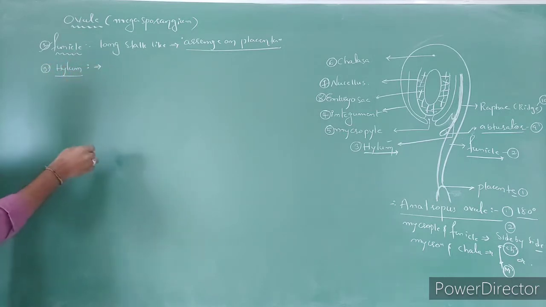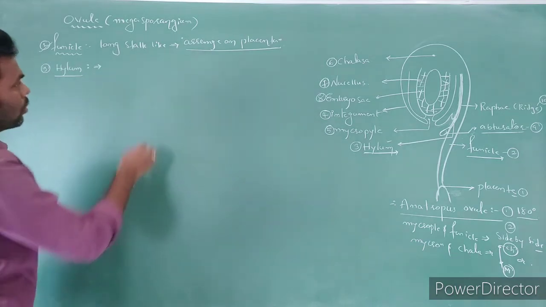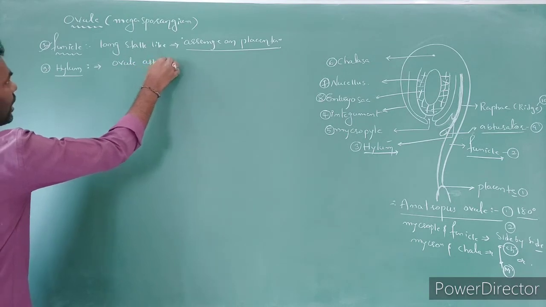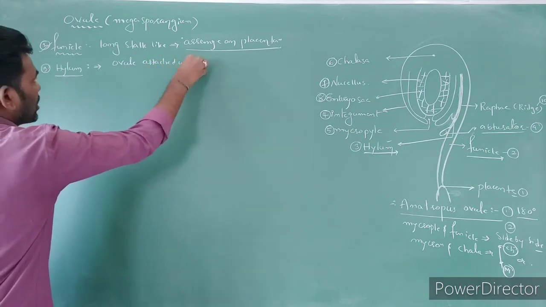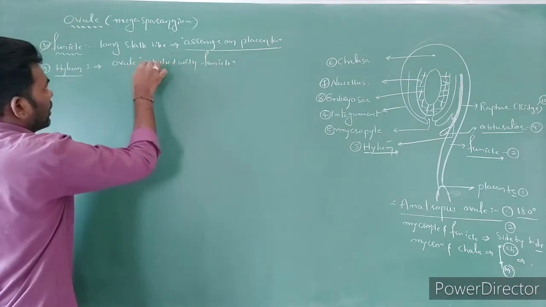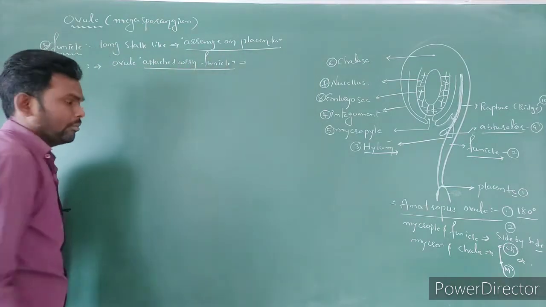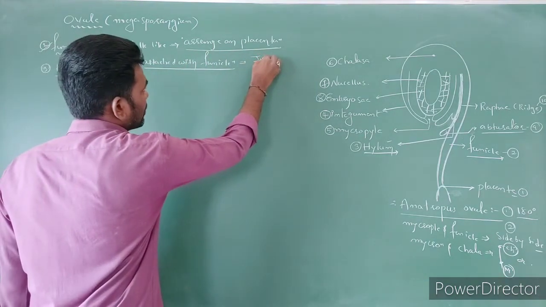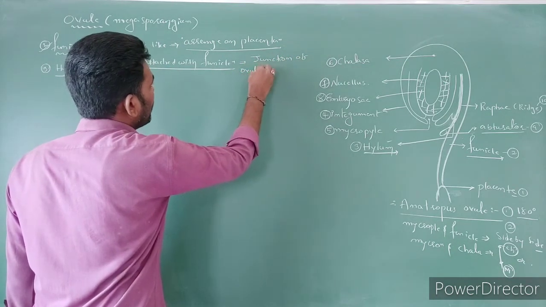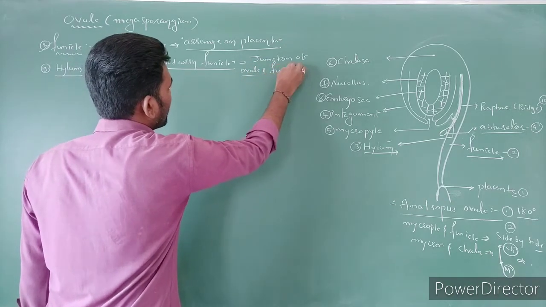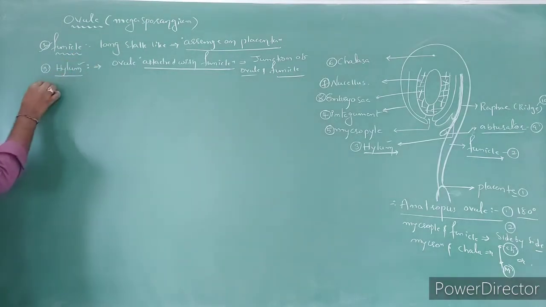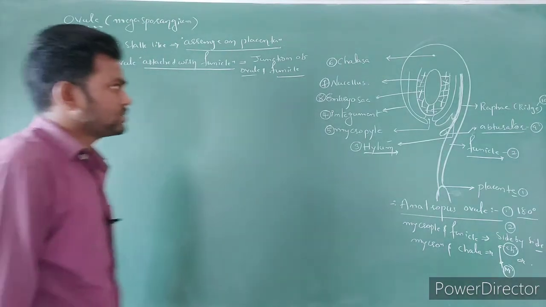Hilum means what? Where the ovule is attached or fused with the funicle. Such a part we can call what? Hilum. It is also called the junction of the ovule and the funicle, right? So such a part we label as what? Hilum.